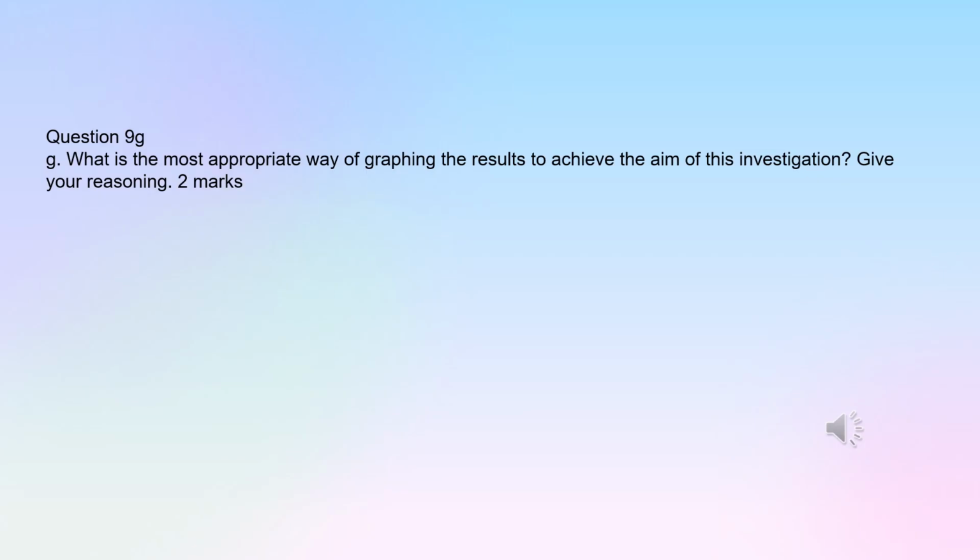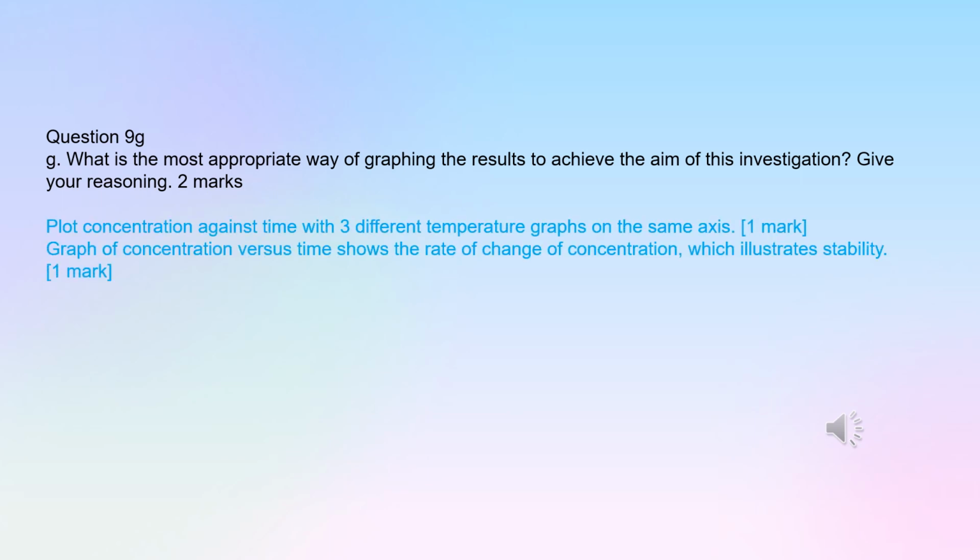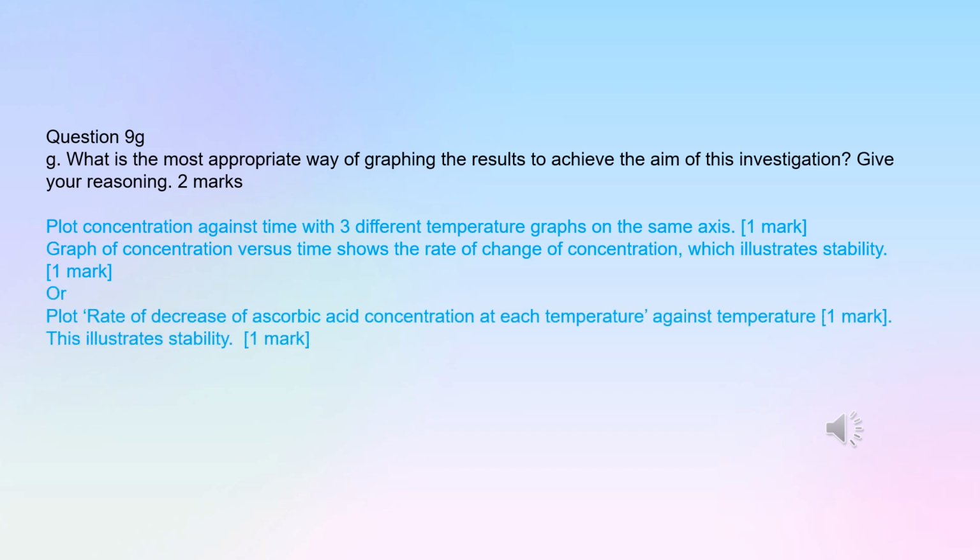Plot concentration against time with three different temperature graphs on the same axis. The graph of concentration versus time shows the rate of change of concentration, which illustrates stability. Or, plot rate of decrease of ascorbic acid concentration at each temperature against temperature. This illustrates stability.